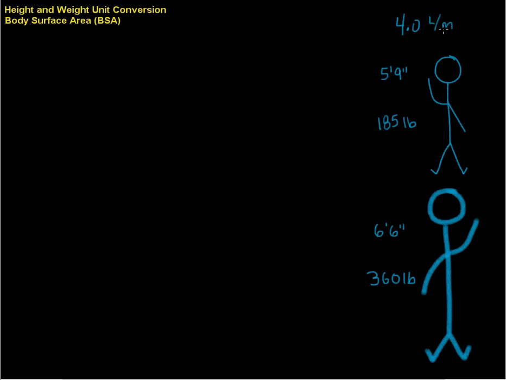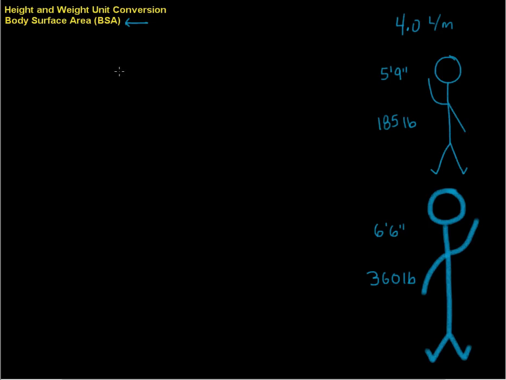So what we need to do is take our cardiac output and relate it to the size of the patient using a parameter that is called the body surface area. So we'll talk about the body surface area and how we calculate it, but before we do that, let's talk about how we're going to convert our units of feet and inches over to centimeters and our units of pounds over to kilograms, because that's what we're going to need in order to calculate body surface area.